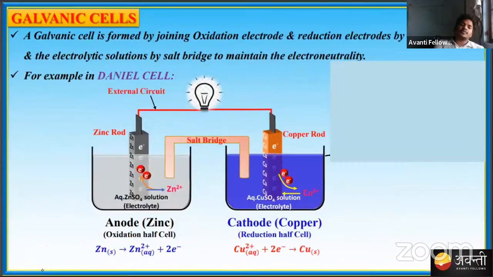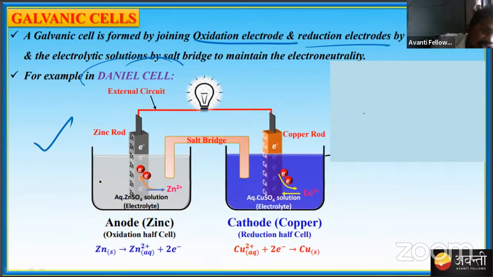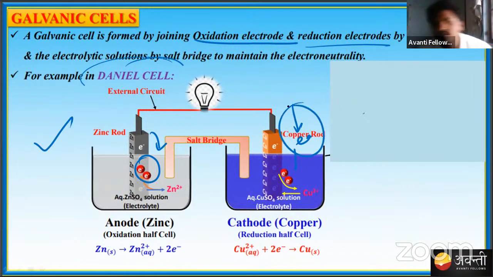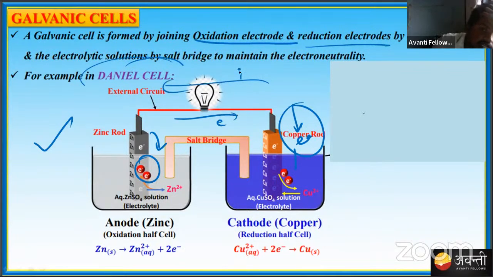I hope you people enjoyed it. So a galvanic cell is formed from both an oxidation electrode and a reduction electrode. For example, in the Daniel cell, you can see this is the setup of the Daniel cell. Zinc will lose the electrons, and copper will take the electrons. That means electrons will flow in this direction, and the current will flow in this direction. I hope you people understand this one, right?